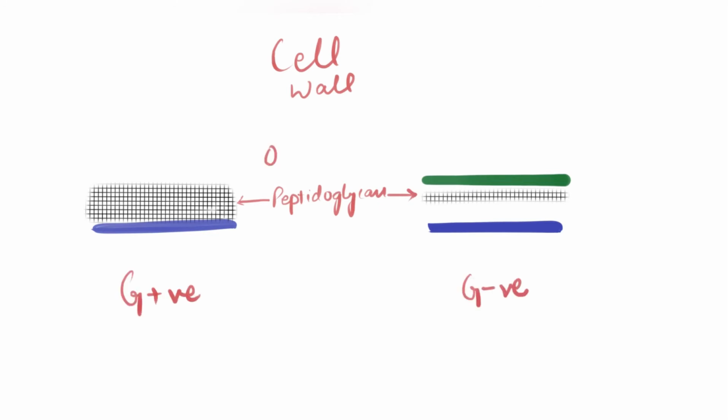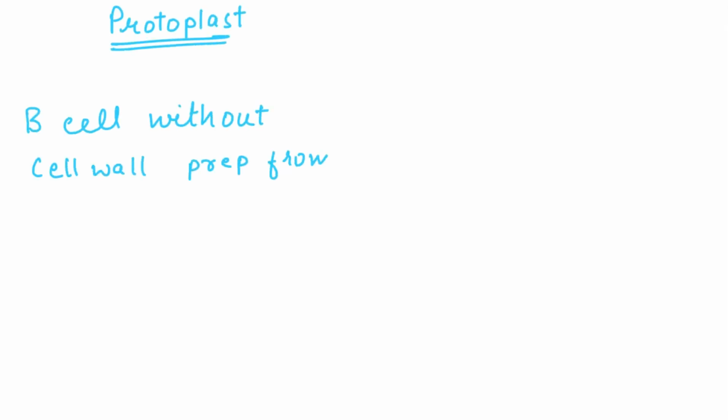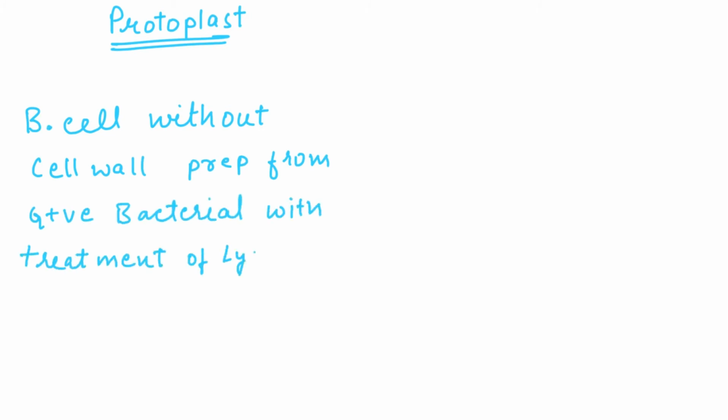Structural difference between gram-positive and gram-negative bacteria. In gram-positive, peptidoglycan amount is more than gram-negative bacteria. In addition, gram-negative bacteria has an outer membrane. Protoplast: a bacterial cell without cell wall, prepared from gram-positive bacteria by treatment with lysozyme or by growing it in antibiotic.